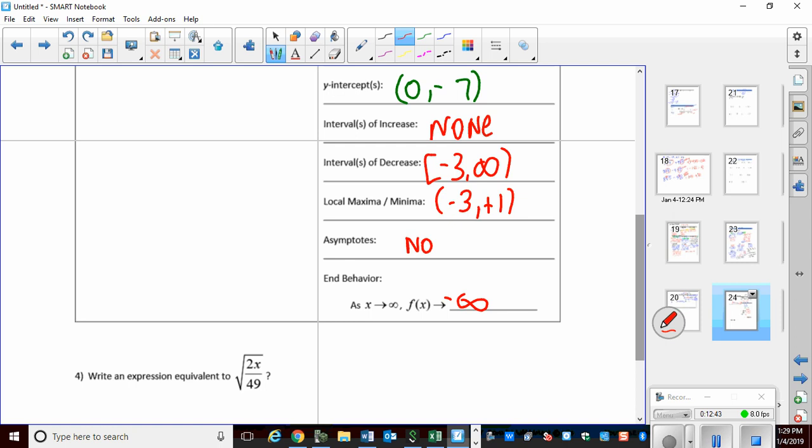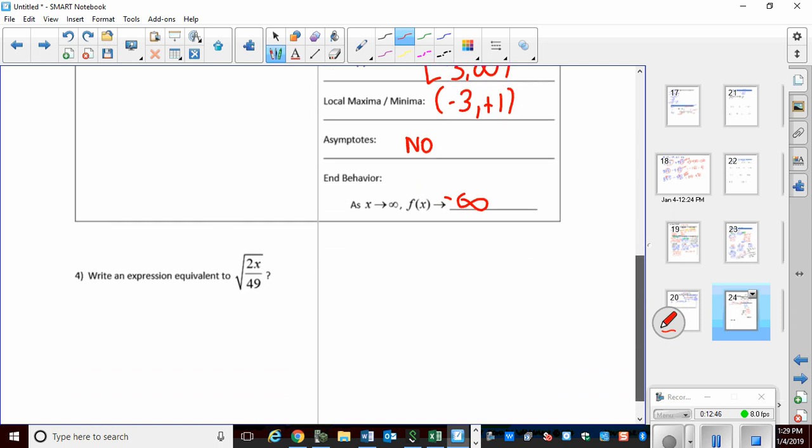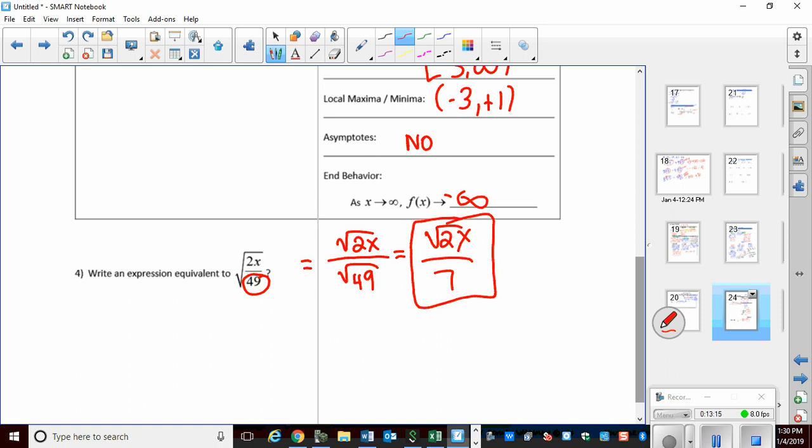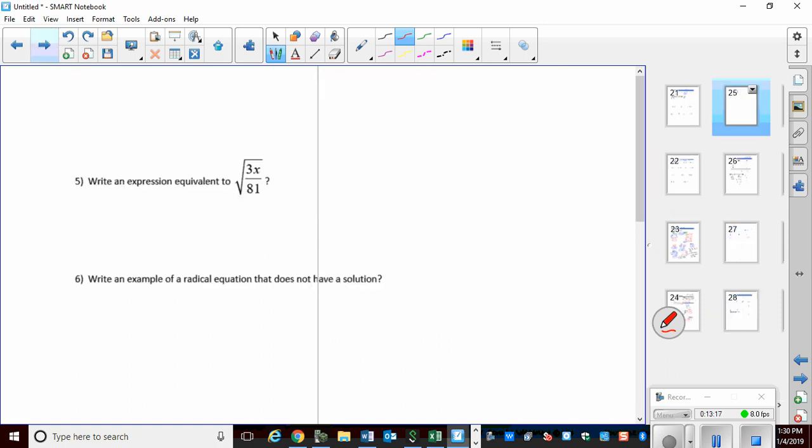Now, write an expression that is equivalent to this number. So I told you before to see if these parts would simplify. So what you're going to find is you could simplify this part. So I'm just going to take this apart. Square root of 2x over the square root of 49. This is a perfect square, so this becomes the square root of 2x over 7. That's your final answer. Okay?